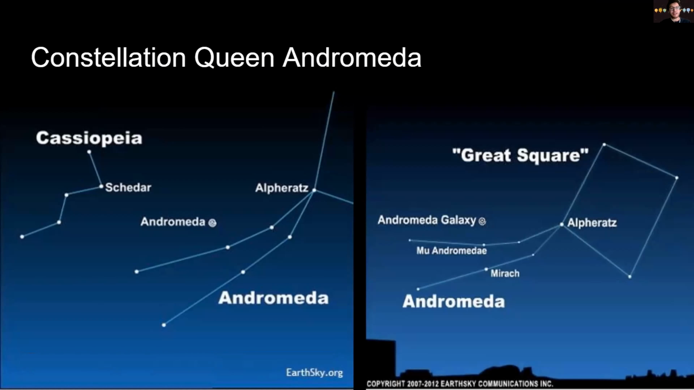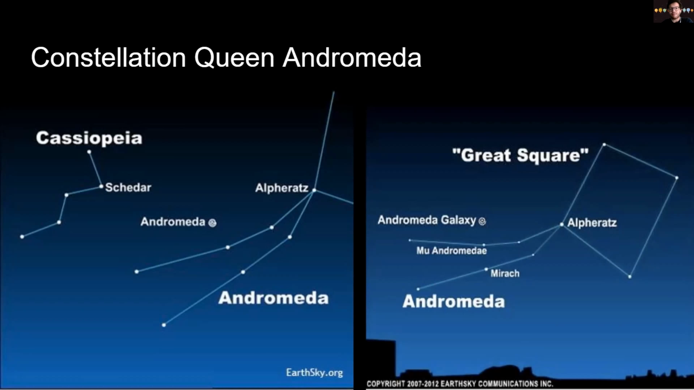And finally, I wanted to point out Andromeda, who was our champion of the constellation clash. Andromeda can be found through Cassiopeia, which we now know how to find because the Big Dipper pointed to Polaris, and going beyond that, we found Cassiopeia. Then if we go even beyond Cassiopeia, that angle where Shedar is going to point us to Andromeda.